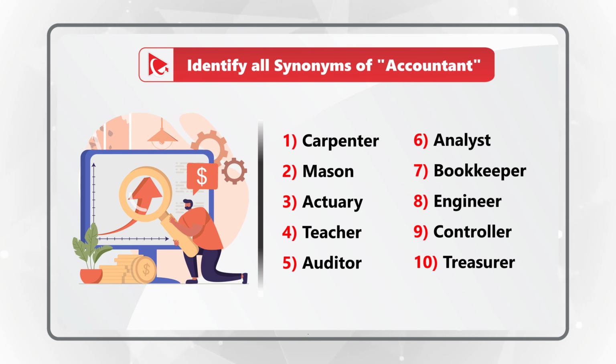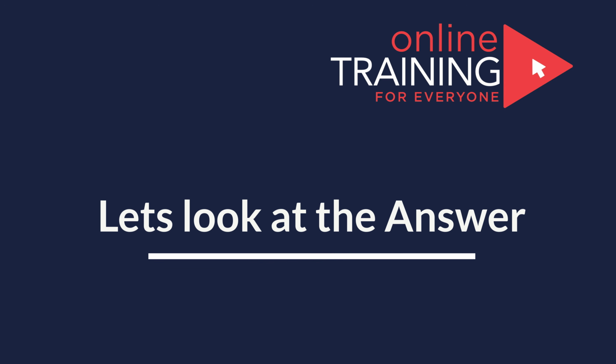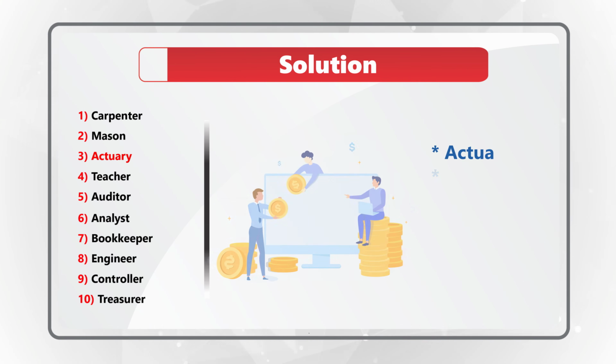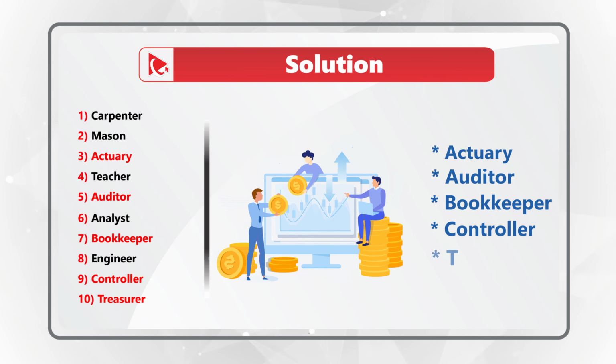Give yourself a little bit of time, maybe pause this video, because there could be between 1 and 10 answers. Ready or not, I am going to move forward and share with you my solution. But obviously, if you have a better one, please make sure to share in comments. I found 5 similar words. They are actuary, auditor, bookkeeper, controller, and treasurer. I believe these words are similar because they represent financial jobs in the organization.